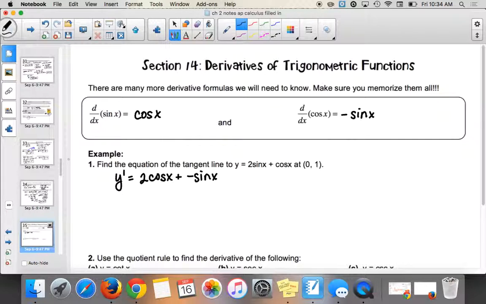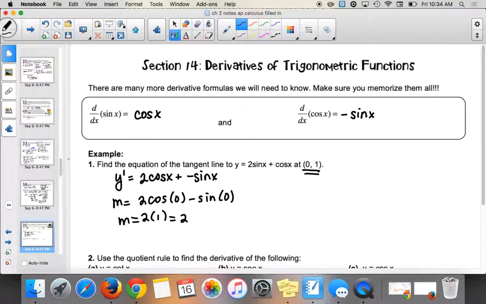And we want to find the equation of the tangent line at the point (0, 1). So we plug in 0 to find the slope. So cosine of 0 minus sine of 0. Cosine of 0 is going to be 1, and sine of 0 is 0. So we have 2 times 1, which is 2.